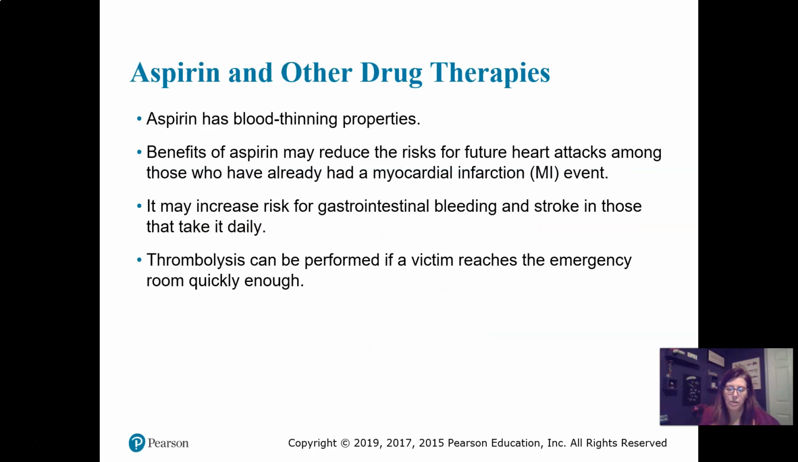So although aspirin is out there as the blood thinner, and an aspirin a day keeps the doctor away, right? Possibly reducing risk for future heart attacks for those who have already had a myocardial infarction. The benefits of an aspirin regimen for otherwise healthy adults has been pretty controversial, and it may increase risk for gastrointestinal bleeding and stroke in those that take it daily. So be careful to talk to a doctor before you put yourself on one of those regimens, and just weigh all of your options out.